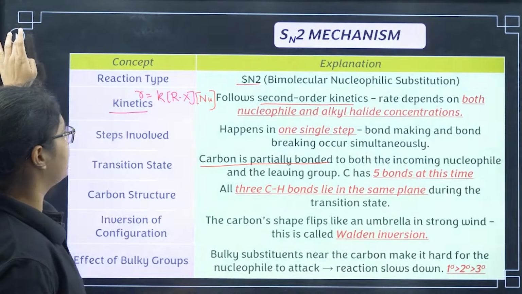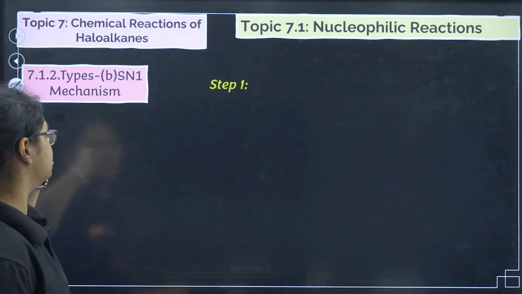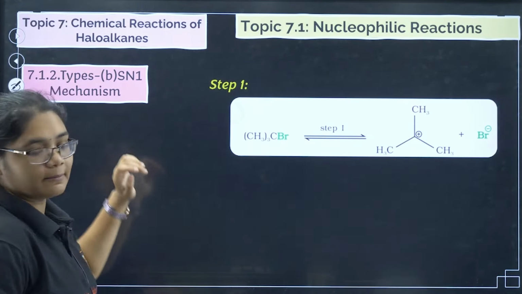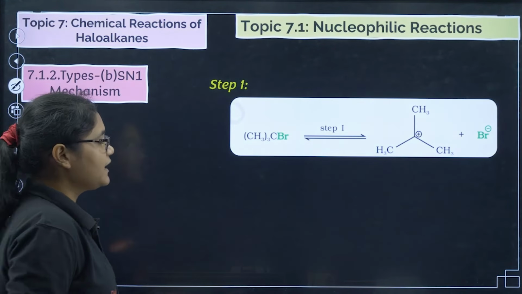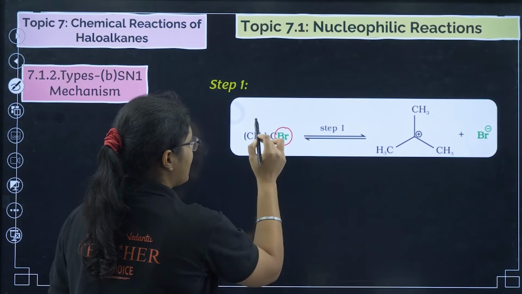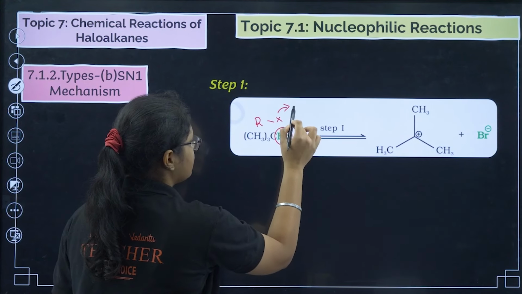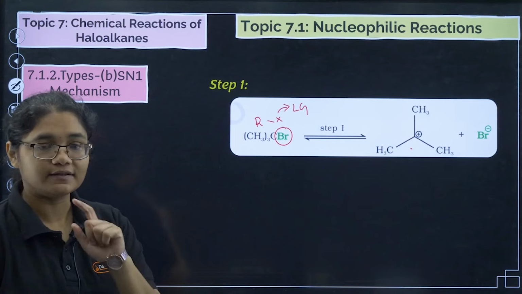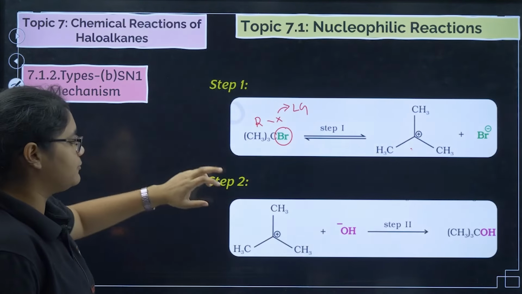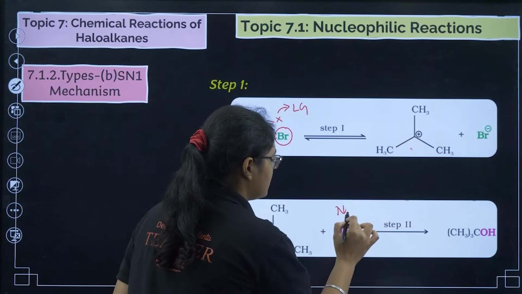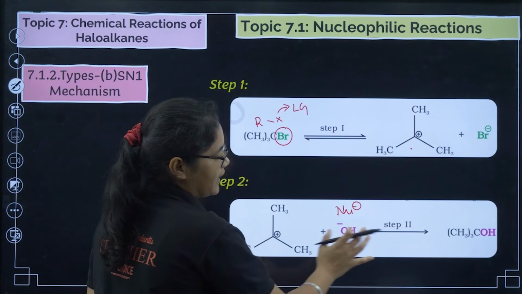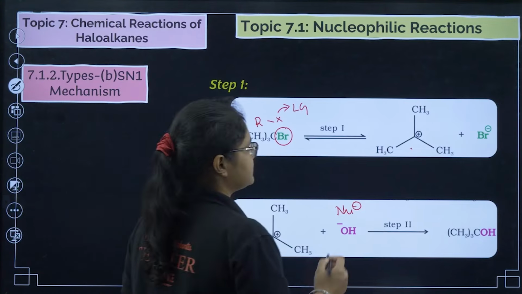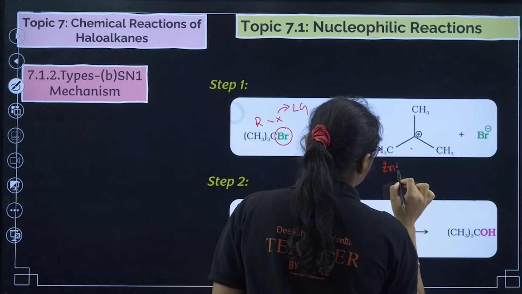Now let's talk about the next mechanism, which is your SN1 mechanism. In the SN1 mechanism, there are 2 steps involved. So let's see the first step. In step 1, this X in RX is called the leaving group, right? So this leaving group leaves, and we get a carbocation in step 1. And then in step 2, the nucleophile can attack on this carbocation to get the product.